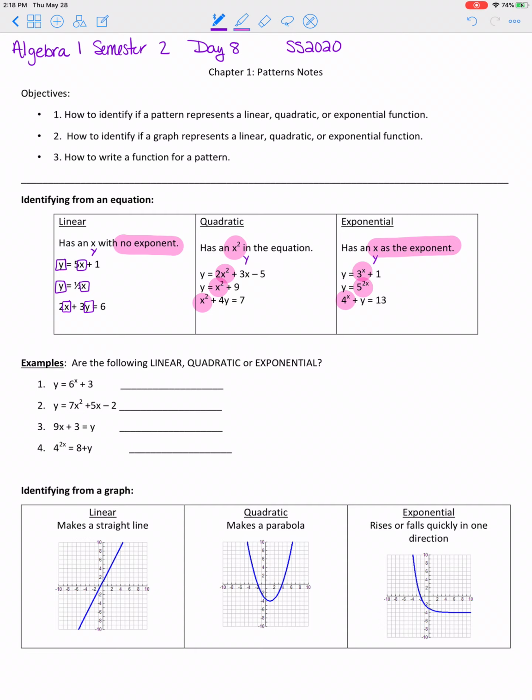I'd like for you to try examples 1 through 4. Identify if they are linear, quadratic, or exponential. Pause the video now. When you're ready, you may resume.